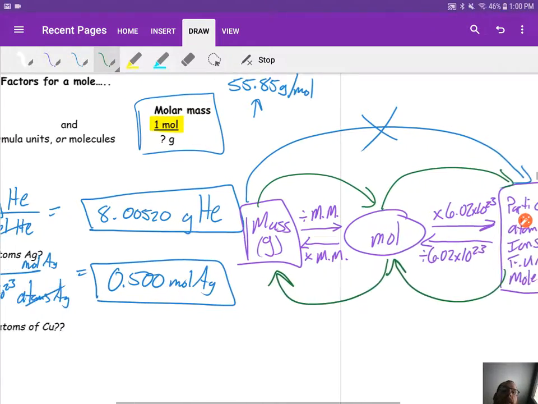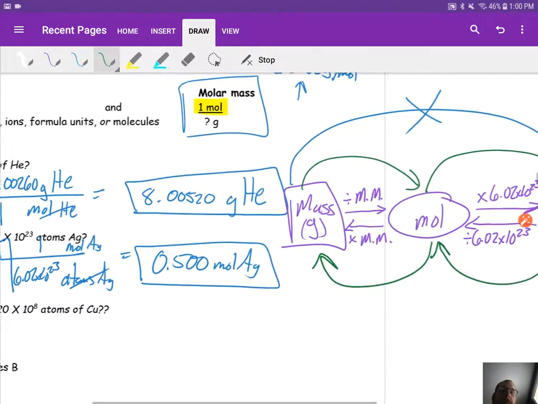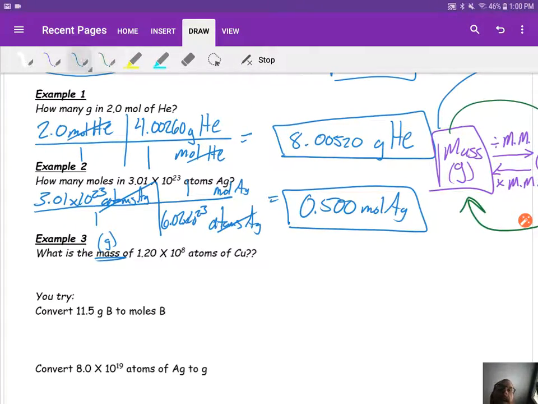So it's going to be a two-step problem. When you're at each end of the roadmap, it's going to be a two-step problem. So again, start by jotting down what you have to begin with: 1.20 times 10 to the 8th atoms of copper. And it's important, again, to write copper in there because that's going to guide us to our molar mass.